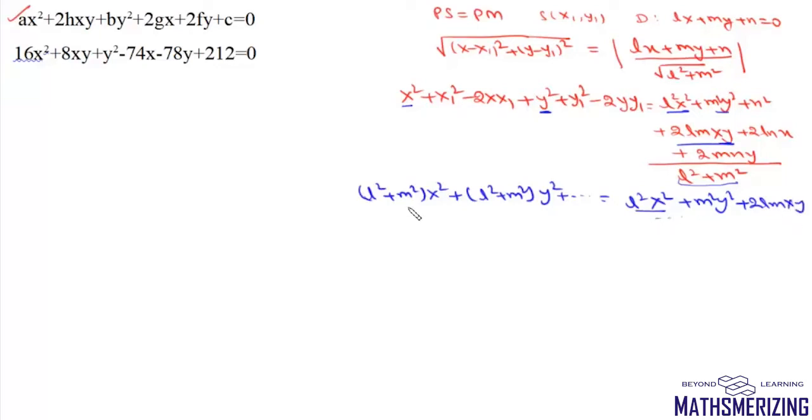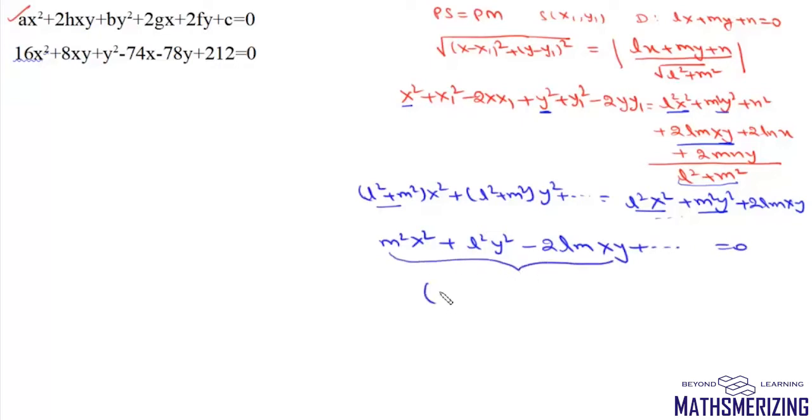So I'll cancel this L square x square, so I'll write M square x square plus, here I'll cancel M square y square, I'll write L square y square, and then I have 2LM xy and plus all other terms. Now I can write it as a perfect square. I can write it as Mx minus Ly whole square plus other terms, which is equals to 0. Now if I look at this directrix, it is Lx plus My, and here I have Mx minus Ly.